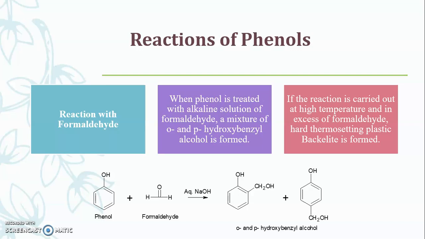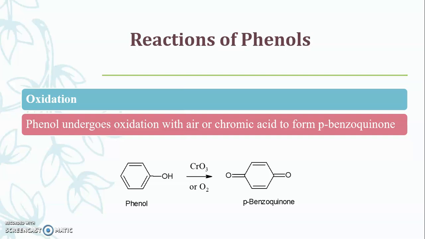Now if this reaction is carried out at higher temperature and with an excess amount of formaldehyde, this particular compound is converted into bakelite, which is a hard thermosetting plastic, a polymer. So that's why phenol is generally used for the preparation of bakelite as a polymer. So this is about the first reaction, the reaction with formaldehyde.